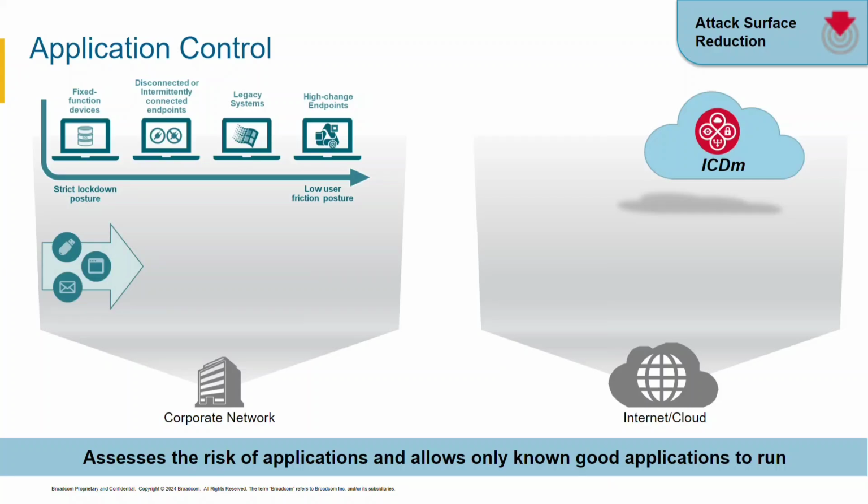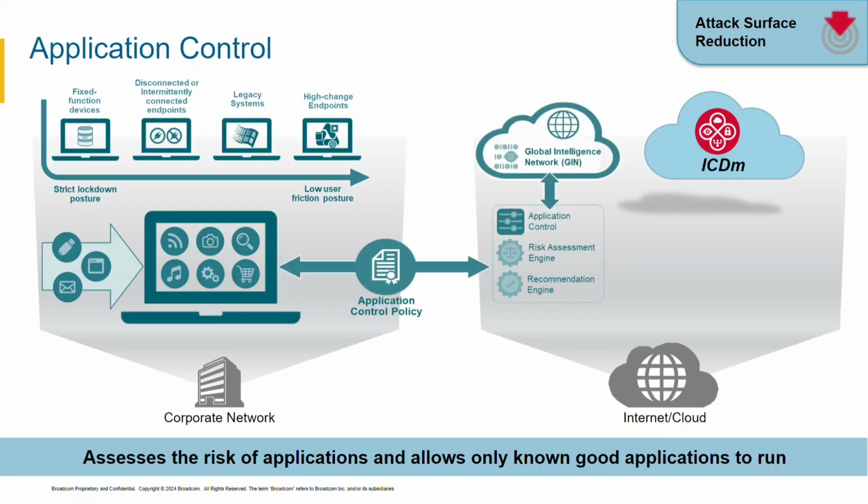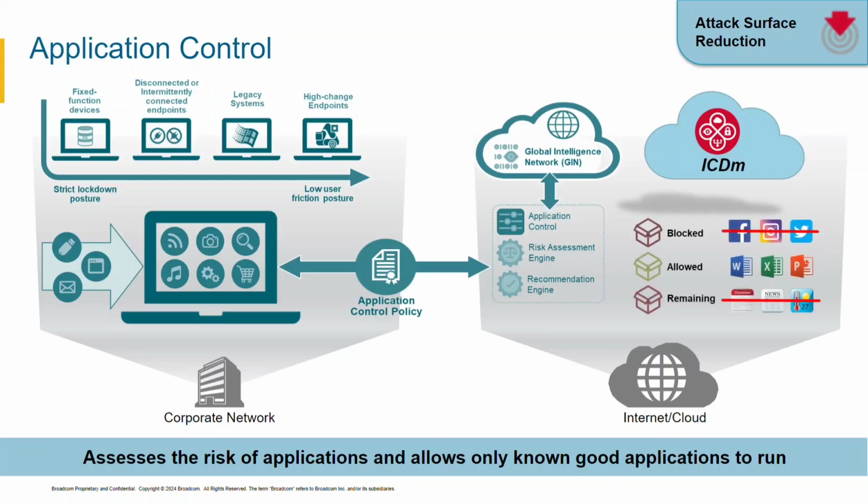Applications can make their way into the environment in a variety of different ways, including email, USB, and browsers. SES Complete monitors applications downloaded or installed on the endpoints. It uses Symantec's Global Intelligence Network, or GIN, to determine the application's risk and to make a recommendation. If the endpoint has an active application control policy, SES Complete checks to see if the application has been blocked or allowed. Application control can also auto-generate allow and block lists using the attribute based on reputation-based rules.